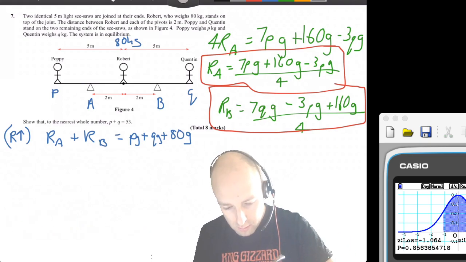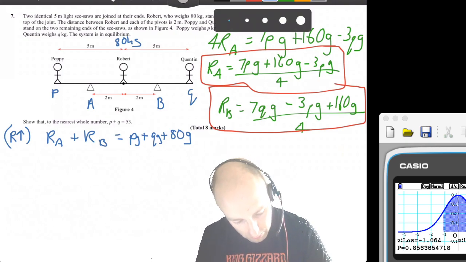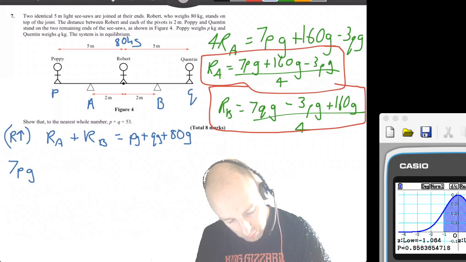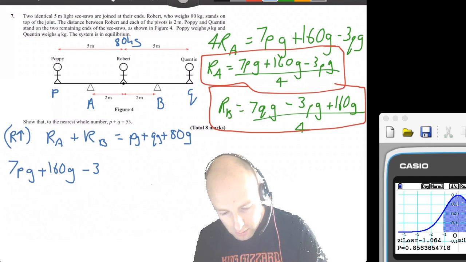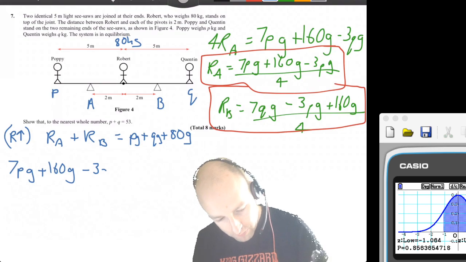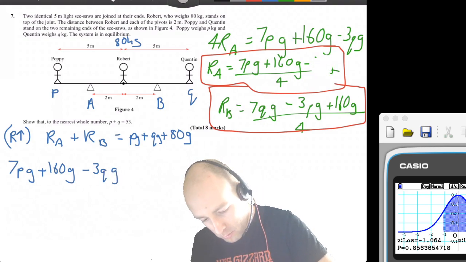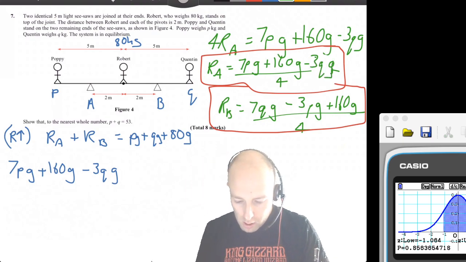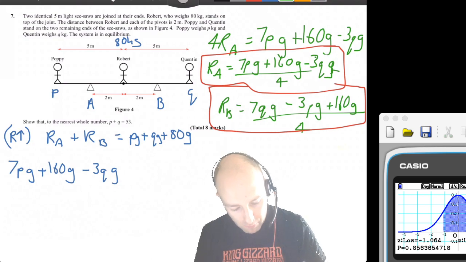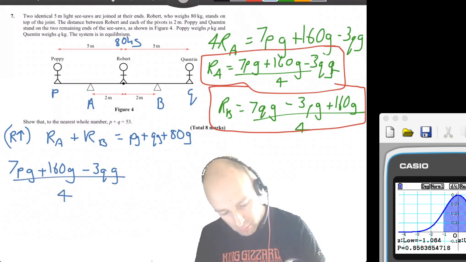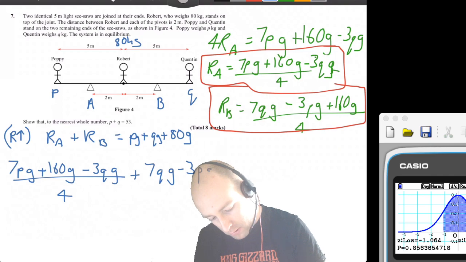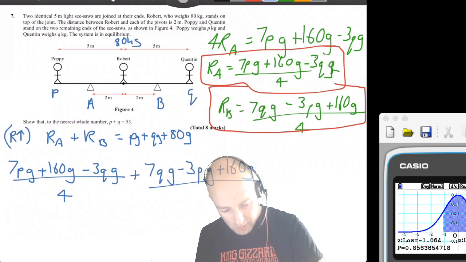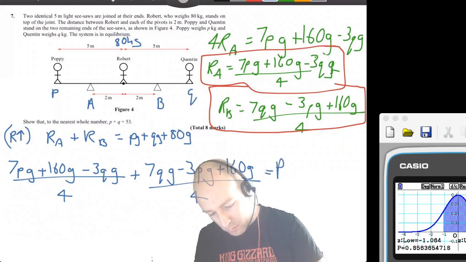And put it all in, so we get 7PG plus 160G minus 3QG. I've changed a P into a Q there, that's terrible. Ignore that P. That should be Q. Where was I? Divided by 4. Plus RB. So RB is 7QG minus 3PG plus 160G over 4 equals PG plus QG plus ATG.